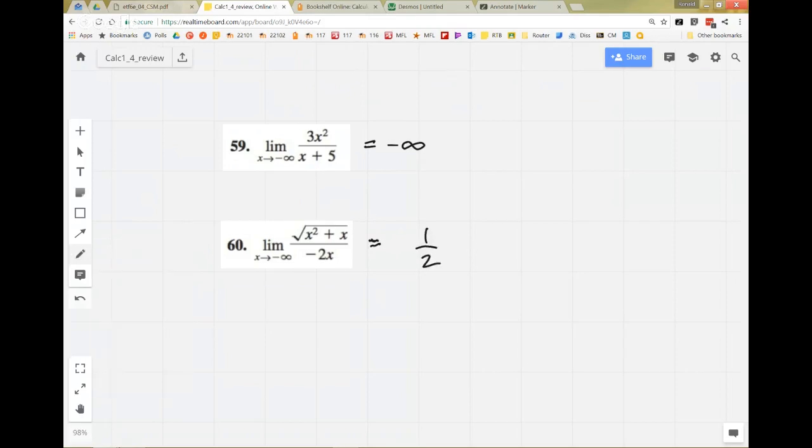But now what about the sign? On the top, it's going to be a positive. On the bottom, it's also positive. So there's your limit, 1/2.